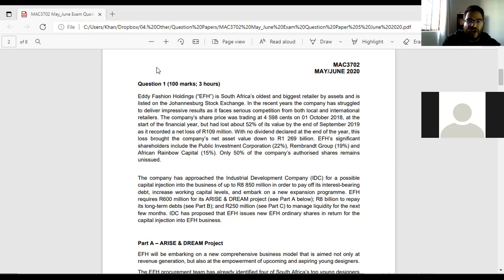EFH's significant shareholders include the Public Investment Corporation, Rembrandt Group, and African Rainbow Capital. Only 50% of the company's authorized shares remain unissued. So there's a lot of information that is general. Like I told you, when you read a required, they will direct you to a certain part of the information. For example, when we do part A, they take us to the Arise and Dream project. However, there will be certain information elsewhere in the scenario. There's a lot of important information here, so you must be aware.